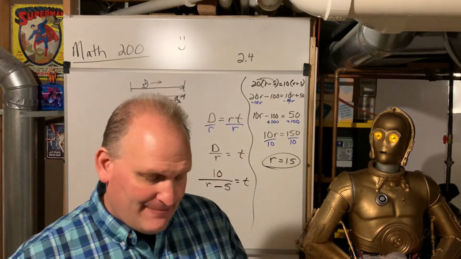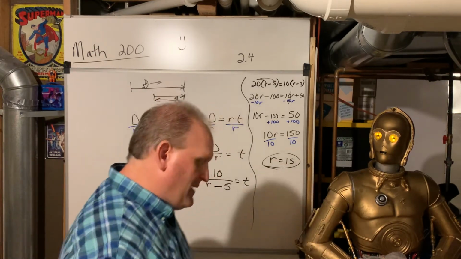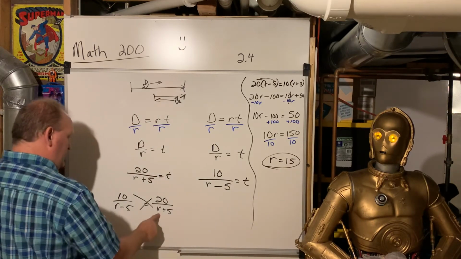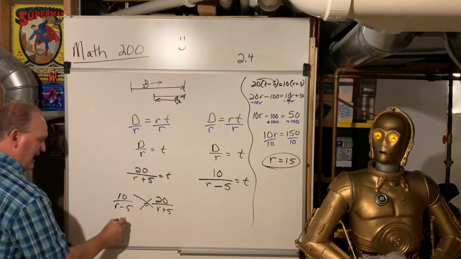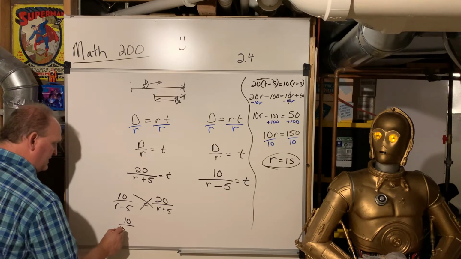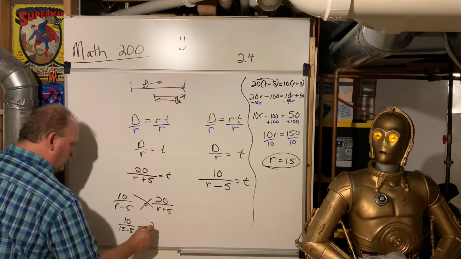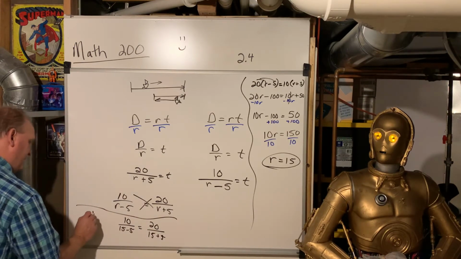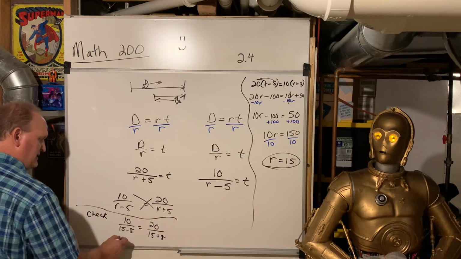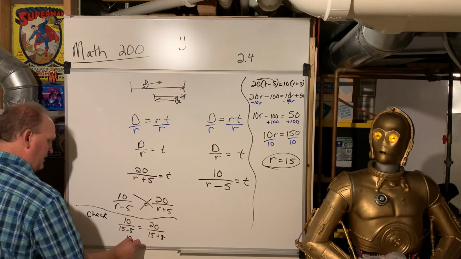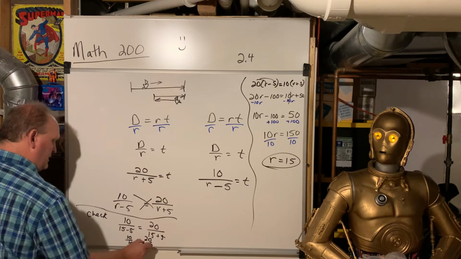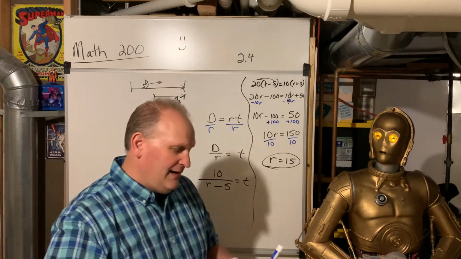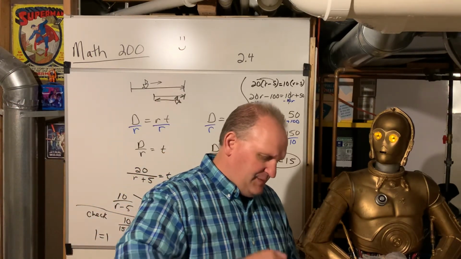Okey-dokey. And then, so you can pop that back in and check. If you want, for the check, you pop that right here and right there. So look at what we have. 10 over 15 minus 5 is equal to 20 over 15 plus 5. That's the check. So that's 10 over 10, which is 1, and that's 20 over 20, which is 1. So 1 is equal to 1. So it checks out. All right. Next page.